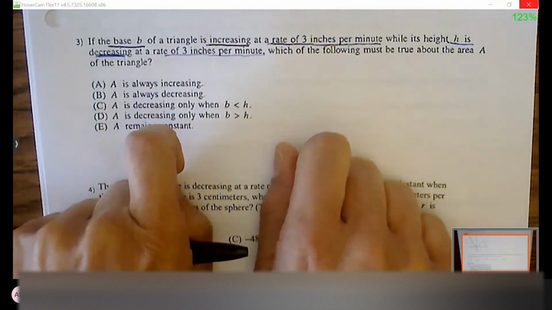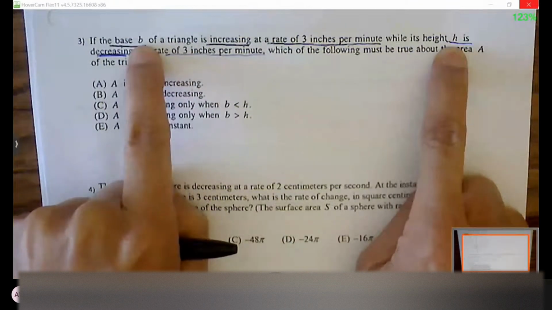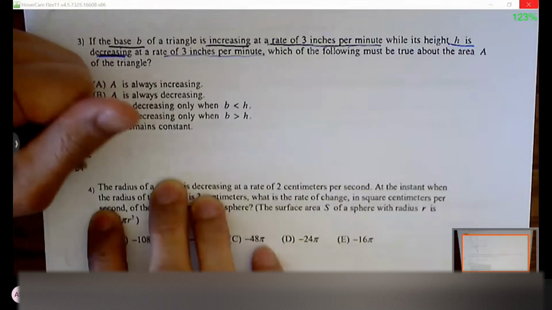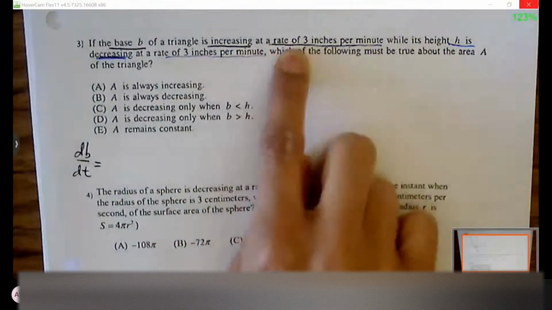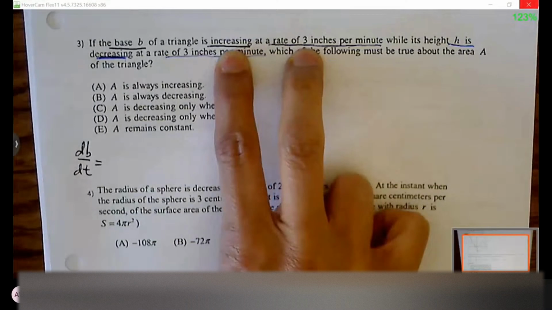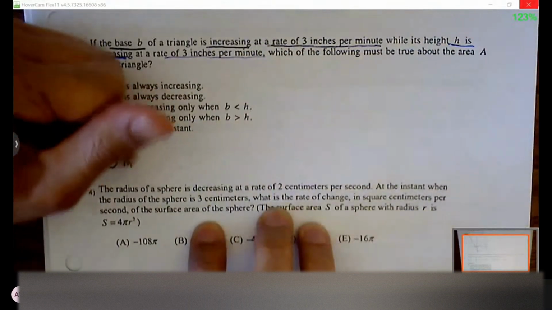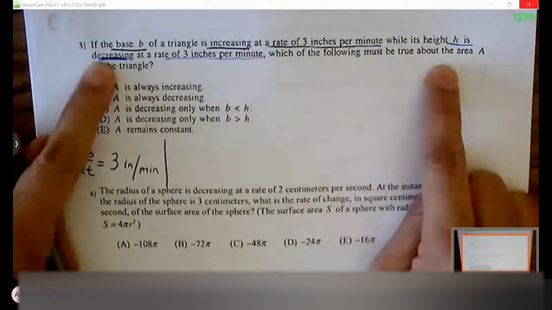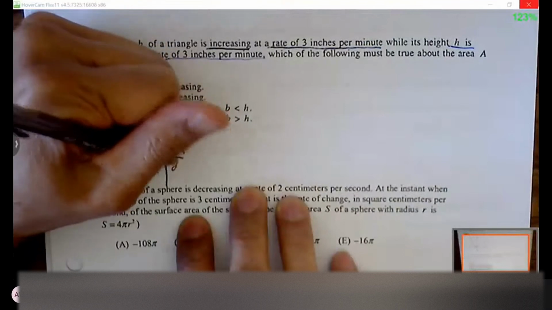Like dH/dt. That's for H, but for B it'll be dB/dt, right? Okay, so dB/dt, we can assign that value. Increasing at a rate of 3 inches per minute, so what do we want that to be? Positive, good. So positive 3 inches per minute. The height is decreasing at a rate of 3 inches per minute. So dH/dt is negative, right?